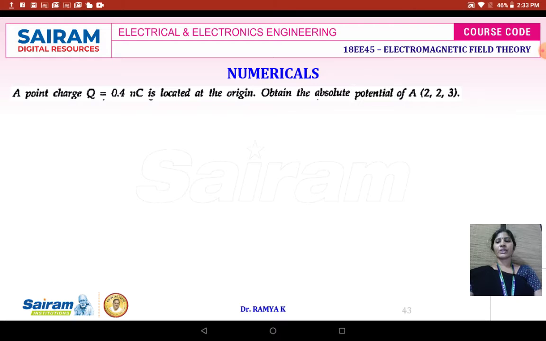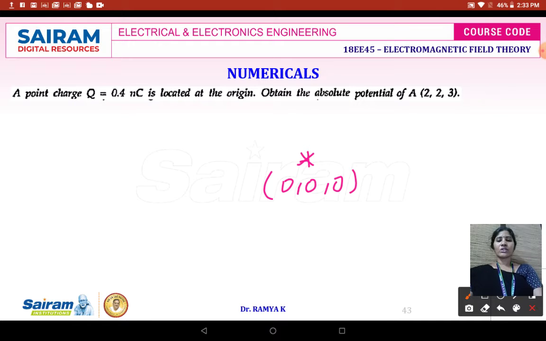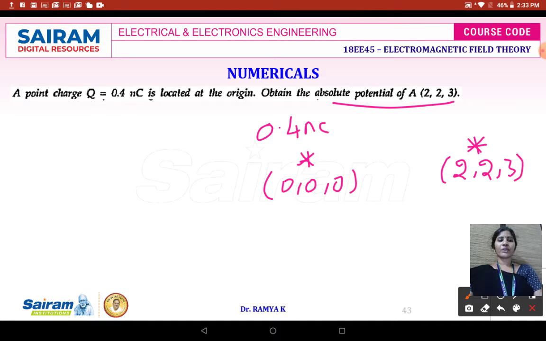So here we have a point charge which is located at the origin 0, 0, 0. The charge available here is going to be 0.4 nanocoulomb. Obtain the absolute potential at point A. So here we need to obtain the absolute potential at 2, 2, 3. We have to identify the potential at point A.